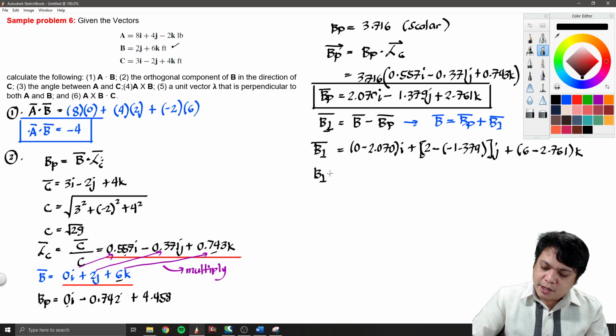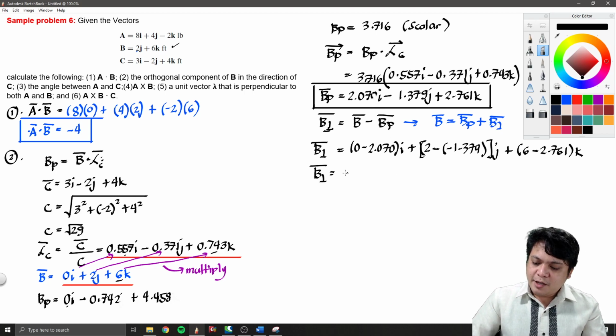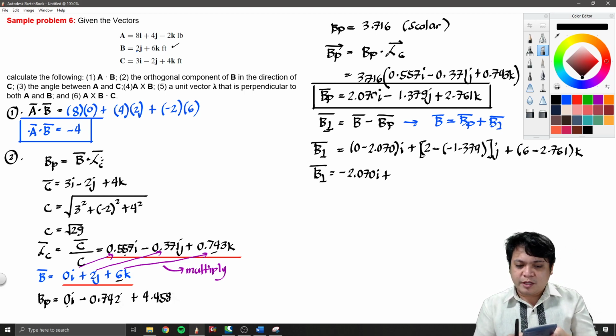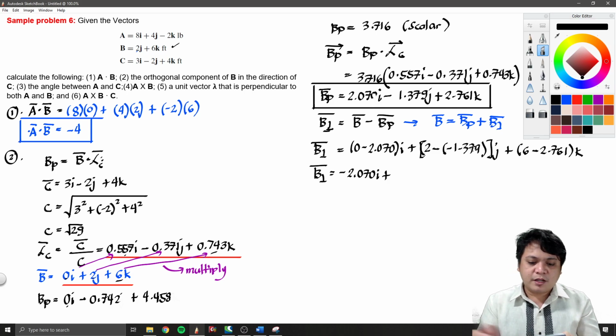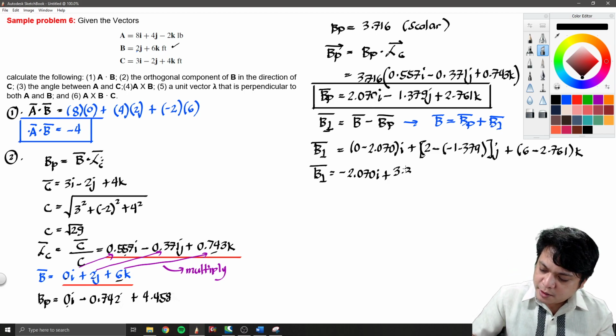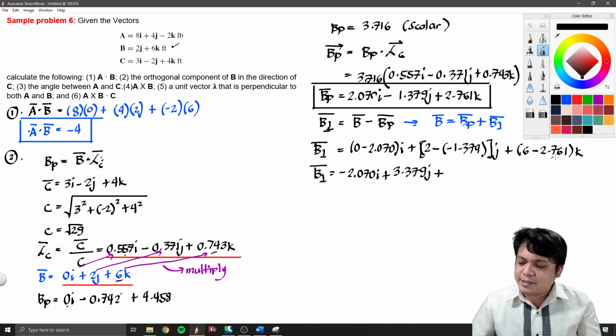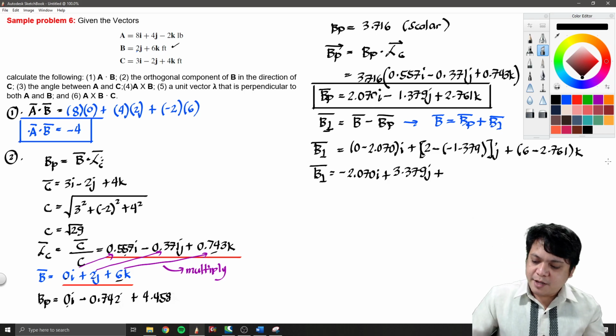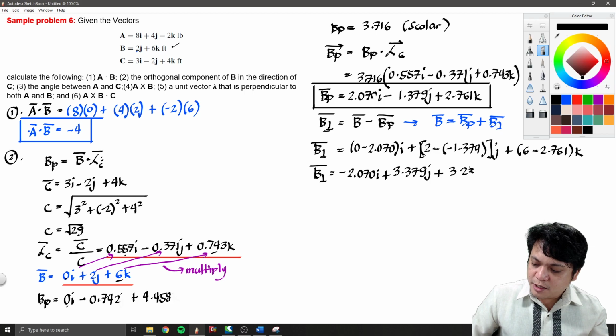So, our perpendicular vector is negative 2.070 of I. And then plus, ito magiging add. So, 2 plus 1.379. So, 3.379 of J. And then plus, you will be having here 6 minus 2.761. So, you will be having here plus 3.239 of K.